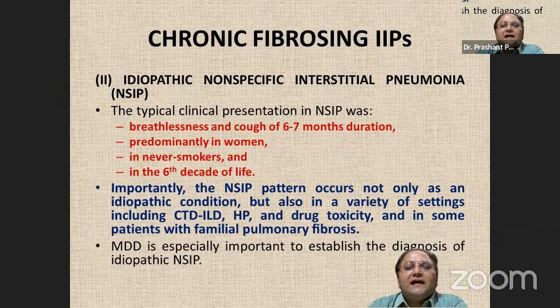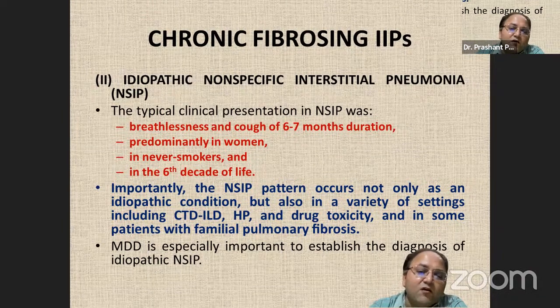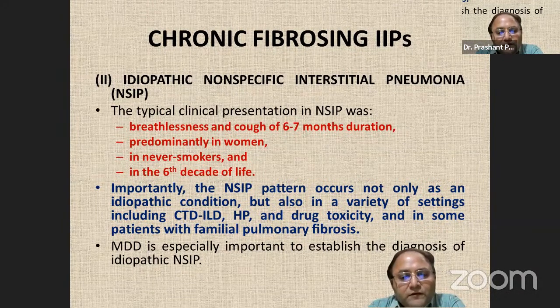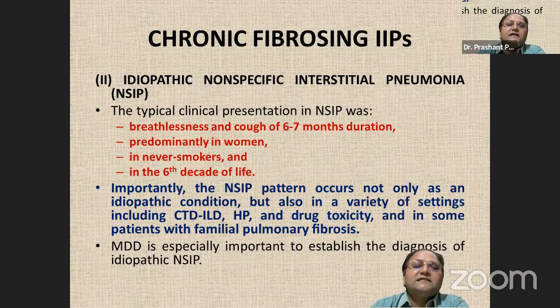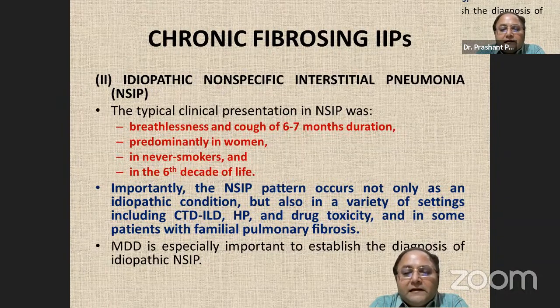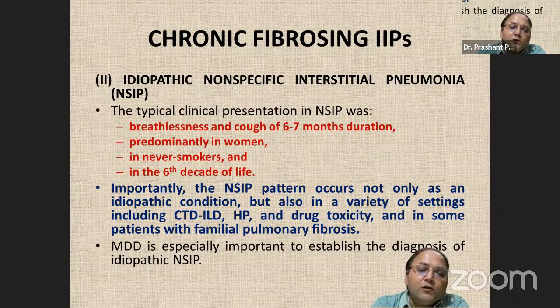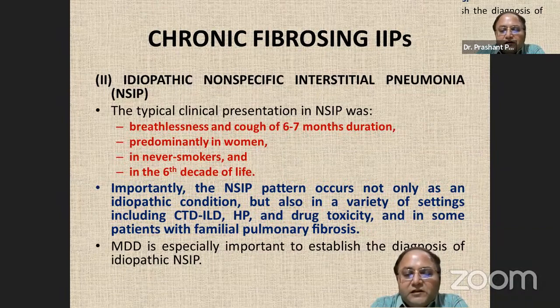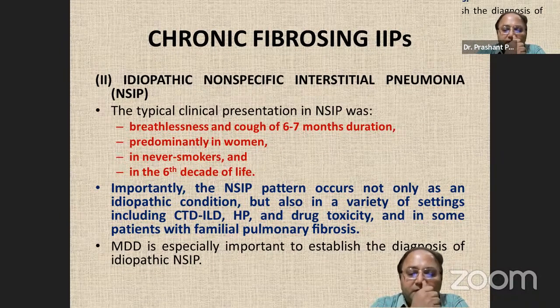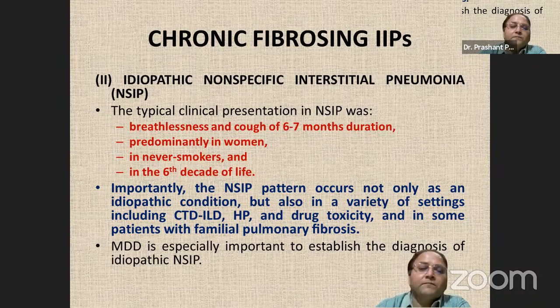Coming to idiopathic NSIP, non-specific interstitial pneumonia. The typical presentation is breathlessness and cough of 6 to 7 months duration. It presents predominantly in women, in never smokers, in the sixth decade of life. Again, one must be very careful because the NSIP pattern occurs not only as an idiopathic condition, but also in a variety of settings, including connective tissue disease ILD, hypersensitivity pneumonitis, drug toxicity, and in some patients with familial pulmonary fibrosis. Multidisciplinary diagnosis is especially important to establish the diagnosis of idiopathic NSIP.